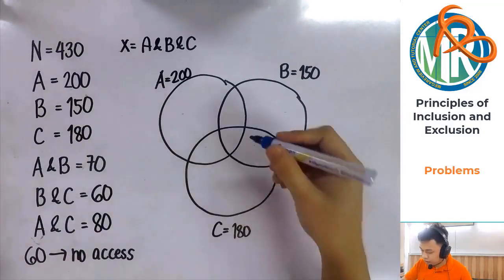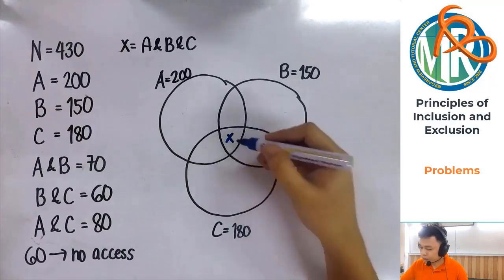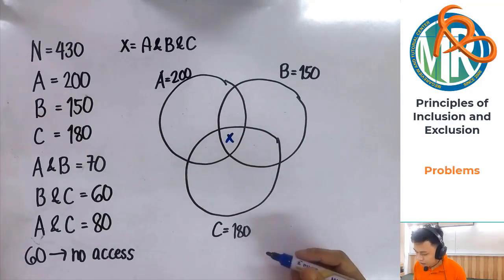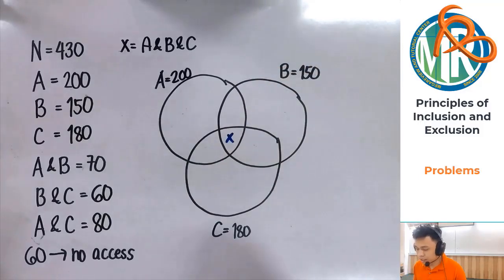So, ilagay natin dito, guys, si X, no? Ayan, dyan sa point na, or dyan sa portion na yan, nag-intersect si A, B, and C. So, bali mangyayari dito, guys, itong area na to kung saan nag-intersect sa A and B. So, 70 yung total number of elements dyan, no?